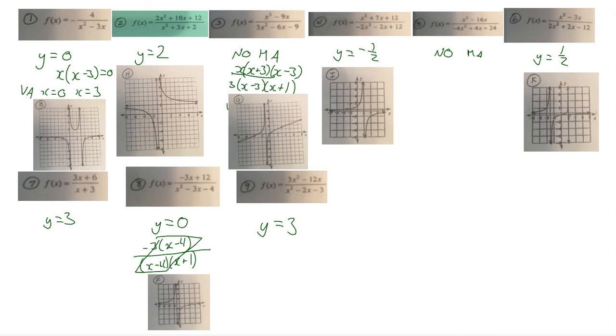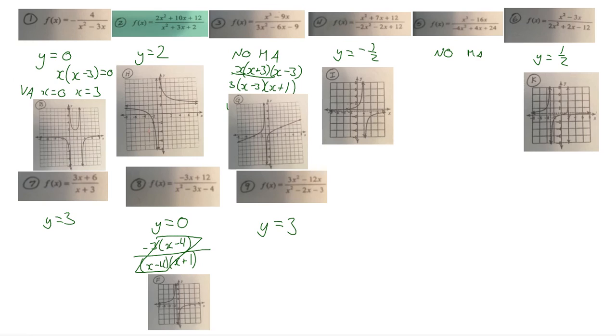So number 5 also has no horizontal asymptote. We can see A does, C doesn't, D does, E doesn't, and J does. So it's either going to be C or E based off of where the vertical asymptotes are. So with this one, again, number 5, we can factor this much in the same way.